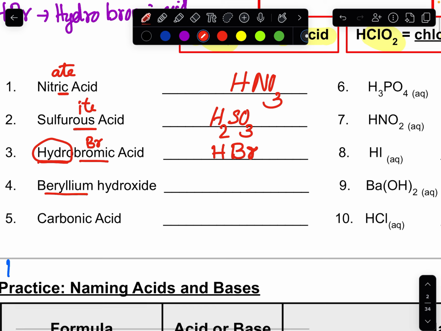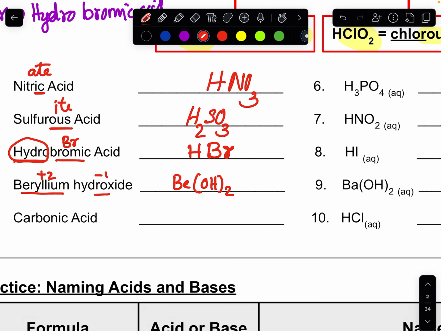Here it says beryllium hydroxide. We know the symbol for beryllium. It's in group 2, charge 2, and hydroxide has a charge of minus 1. So we have to crisscross to find the formula. So it will be what? Be(OH)2. If the polyatomic ion is needed more than once, we have to write it inside parentheses and write 2 outside.